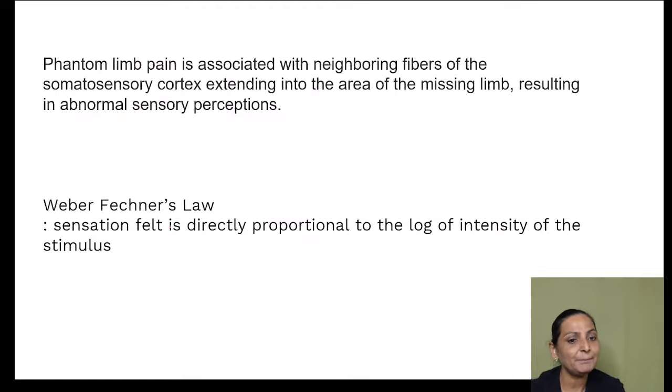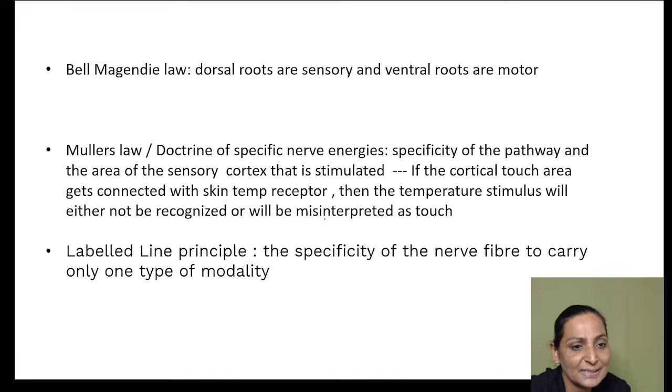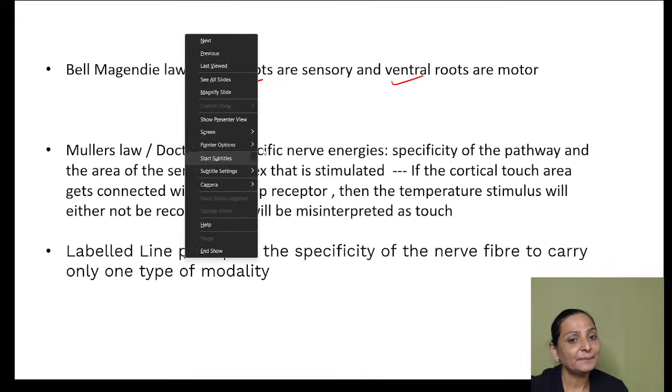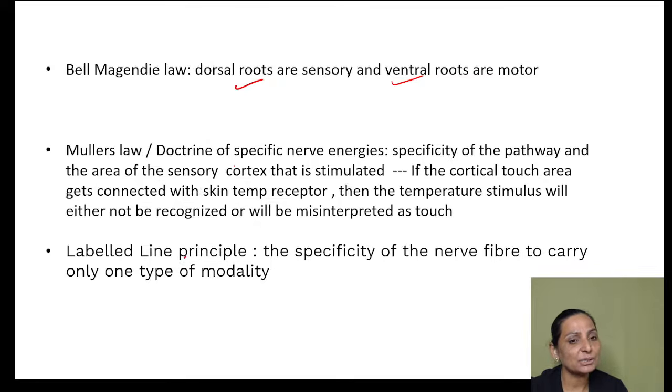Weber-Fechner's law is that the sensation felt is directly proportional to the log of intensity of stimulus. Other important laws are the Bell-Magendie law that says that in spinal cord, the dorsal roots are sensory and the ventral roots are motor. Then labeled line principle, it goes same as Muller's law or the doctrine of specific nerve energies.